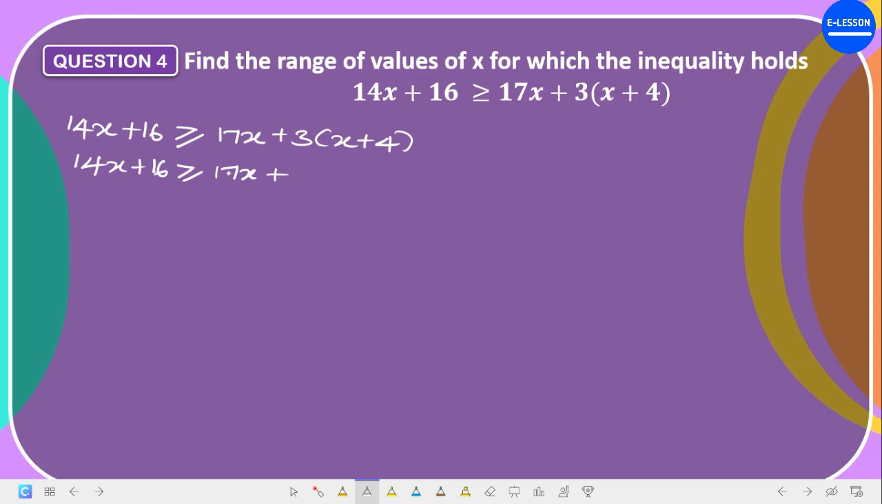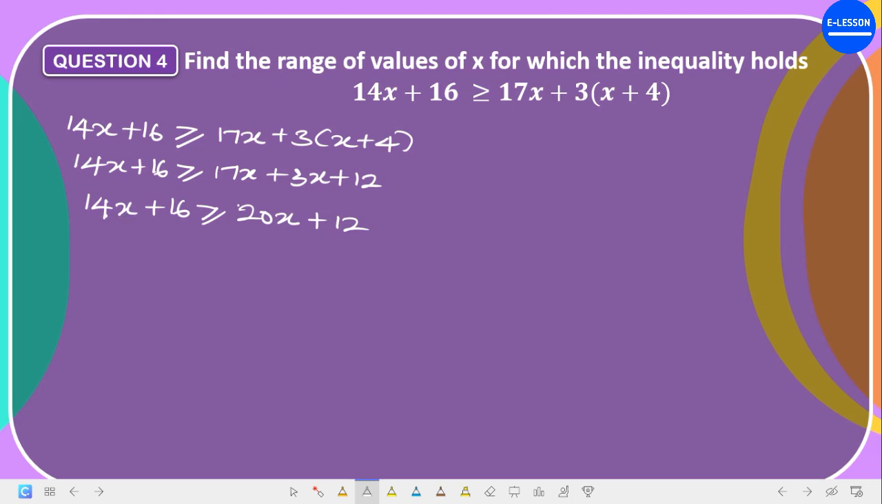Now we are going to solve this question as if it's a normal linear equation, using this sign also as an equation sign. It is at the end that we may need to change it to what is given to us. So 3 times x is what? 3x. 3 times 4 is 12. And this gives us 14x plus 16 greater than or equal to, now 17x plus 3x is what? 20x plus 12.